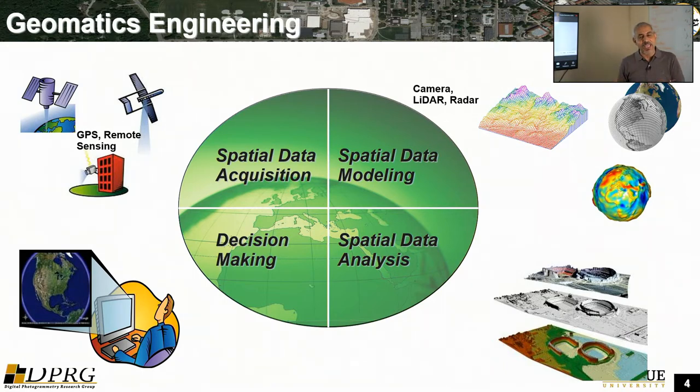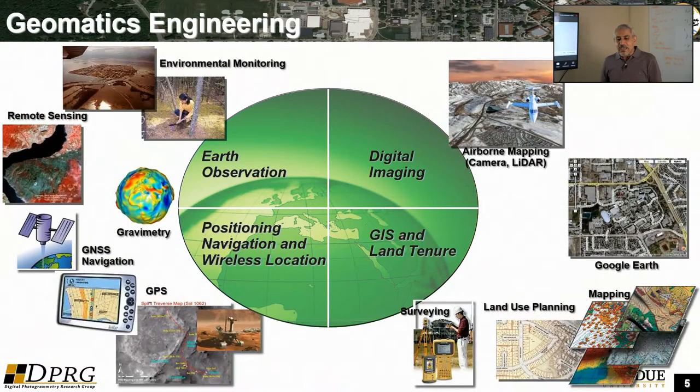So for example, if they have a map of a flooded area, based on that, they can decide on the best way to mitigate the impact of this flood. And the fields of geomatics engineering include Earth observation, environmental monitoring, land use mapping, and also boundary surveying, as well as 911 applications, GPS applications, and so forth.